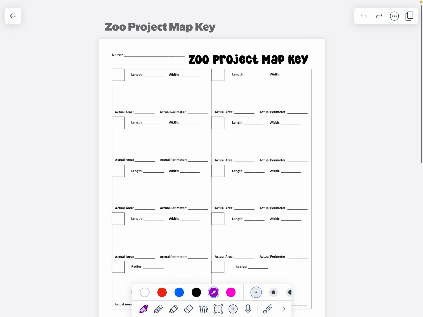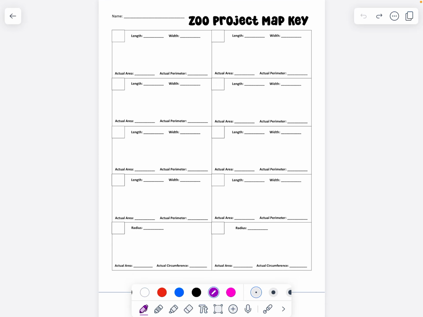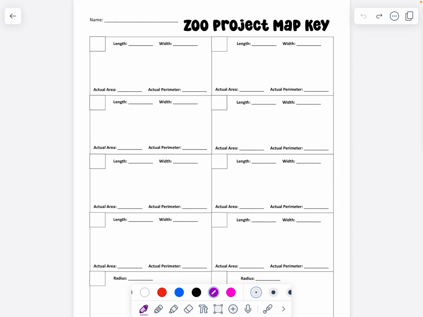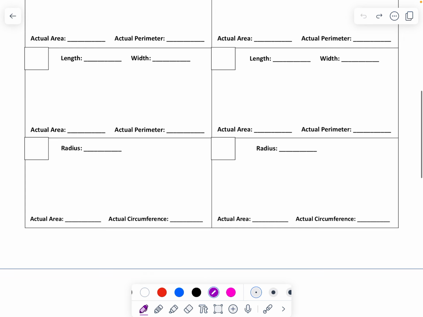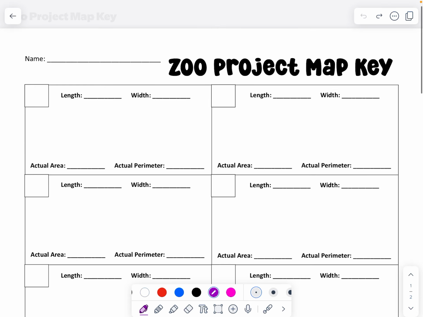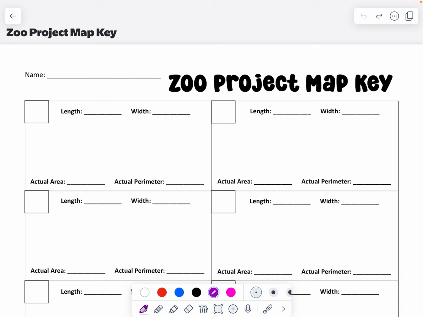So there's 10 boxes. And so there's one for every shape that you did. So the first 8 are for your rectangles, and the last 2 are for your marine animals, which were circles. Okay. And so the point of this is that you need to figure out the actual area and the actual perimeter of your shapes. Okay. And so that's what it would be like in real life, because remember, on the paper, it might be 5 squares, but in real life, you would multiply by 625 because each box is 625 square feet. So we want to find the actual area and actual perimeter of all 10 of our enclosures.